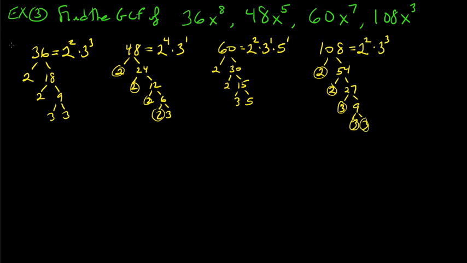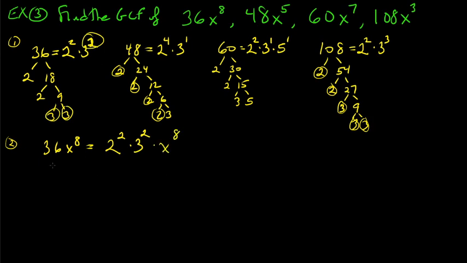Okay, so that's step 1. We found the prime factorizations, right? Step 2, all right, so let's go back with the x's now. So 36x to the 8 is 2 to the 2 times 3 to the 2. Oops, typo here. There's only two 3's in 36, so 3 to the 2. So that should have been a 2, sorry about that. And then x to the 8.